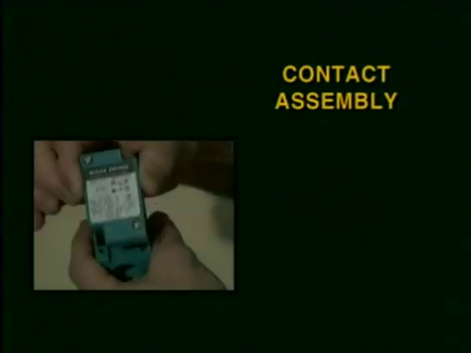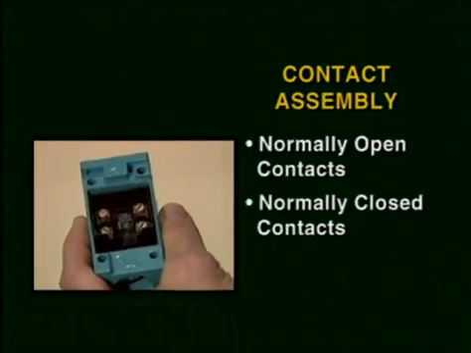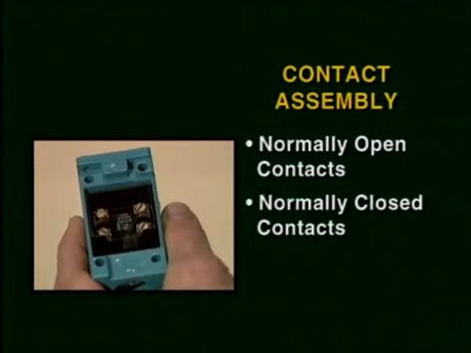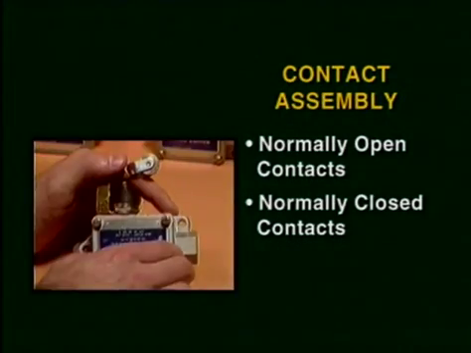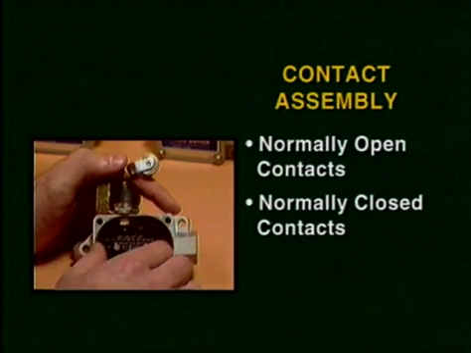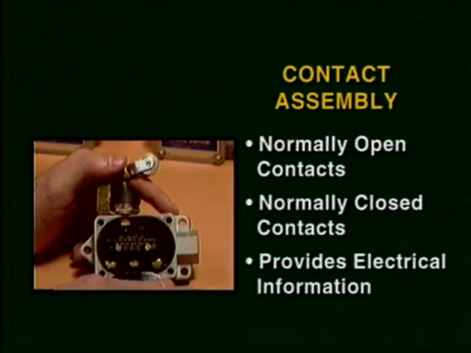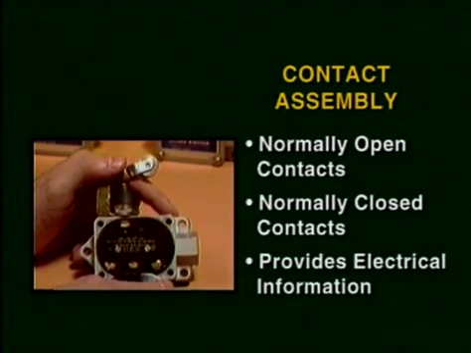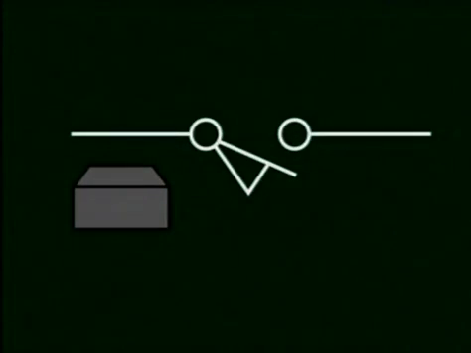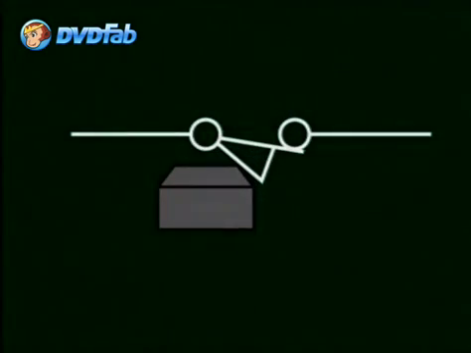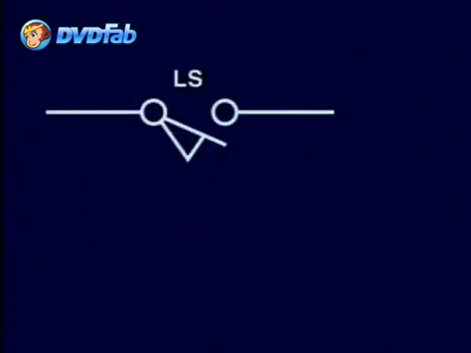The contact assembly of a limit switch is available with normally open and normally closed contacts, or a combination of both. This is the section of the pilot device which provides the electrical information to the control circuit. Limit switches are represented by this symbol, regardless of the actuator type being used. The actuator part of the switch can be thought of as being the triangular part of the symbol, which, when actuated, would activate the limit switch contacts.